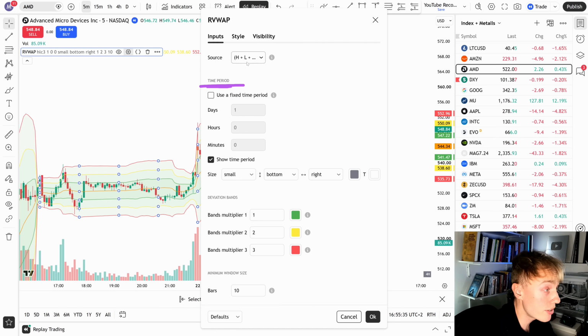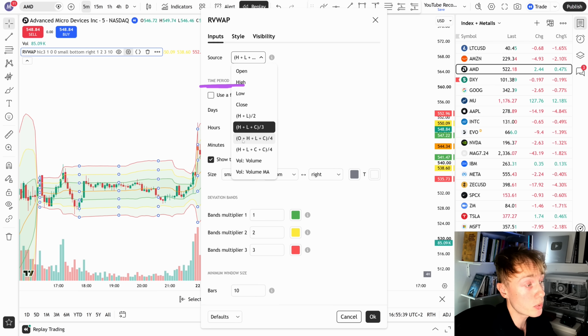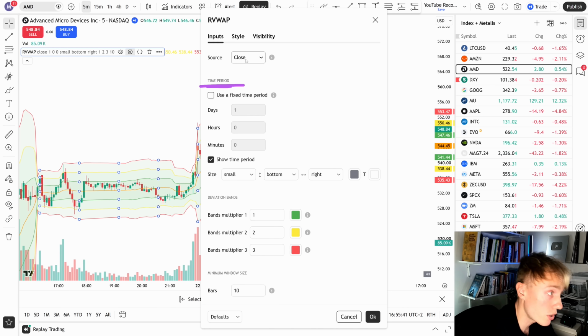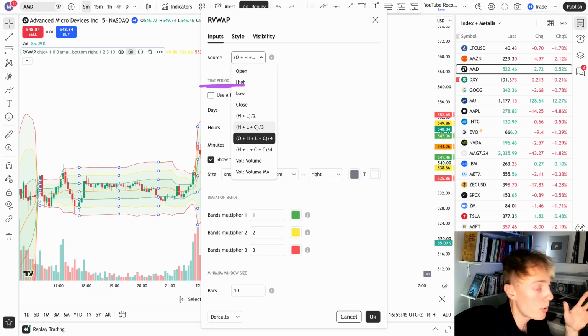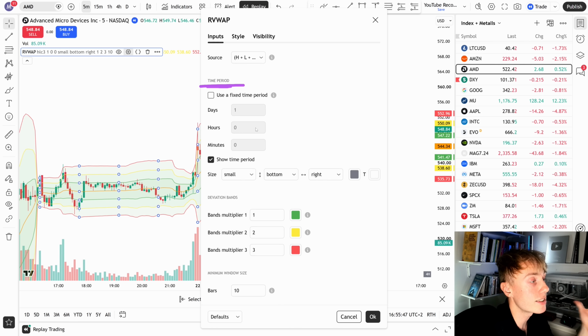And as for some other settings, you can, for example, change the source. Remember, we talked about this earlier. You can use the close if you want to. You can use the open, high, low, close. But for now, I'm just going to keep it at the standard settings.